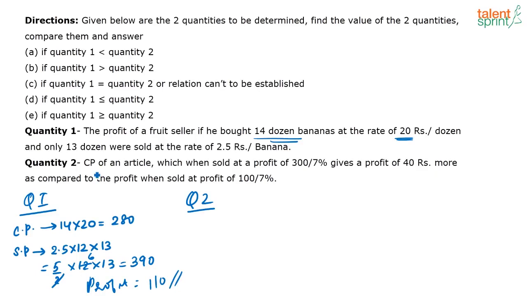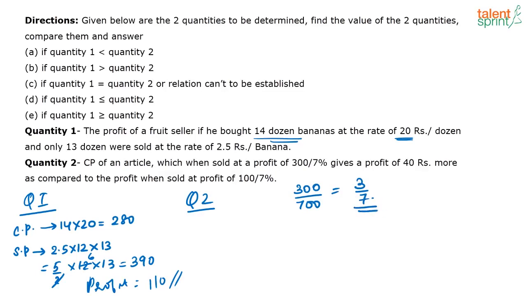Now, the cost price of an article which when sold at a profit of 300 by 7% gives a profit of 40 rupees more as compared to the profit when it is sold at a profit of 100 by 7%. So, what is this 300 by 7%? See, that is nothing but 300 by 700, correct, or 3 by 7.